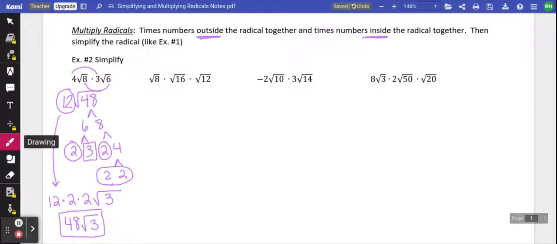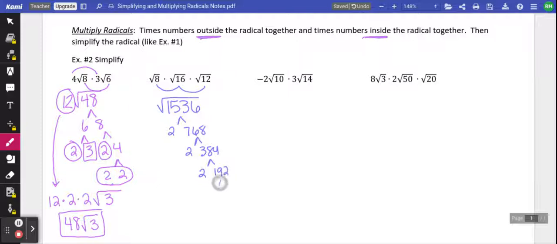Okay? Next problem. Nothing on the outside, so let's multiply all 3 of these on the inside. 8 times 16 times 12 goes underneath, which is 1,536. A little bit bigger number here. I'm going to break it down. 2 into 768. 768 becomes 2 and 384. 384 becomes 2 and 192. 192 would be 2 and 96.